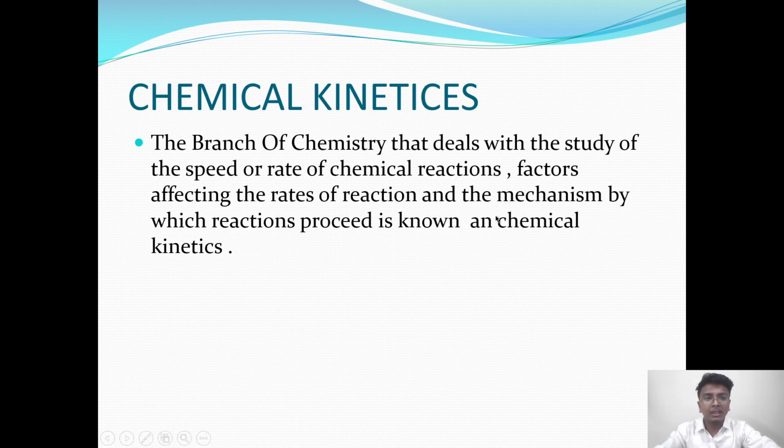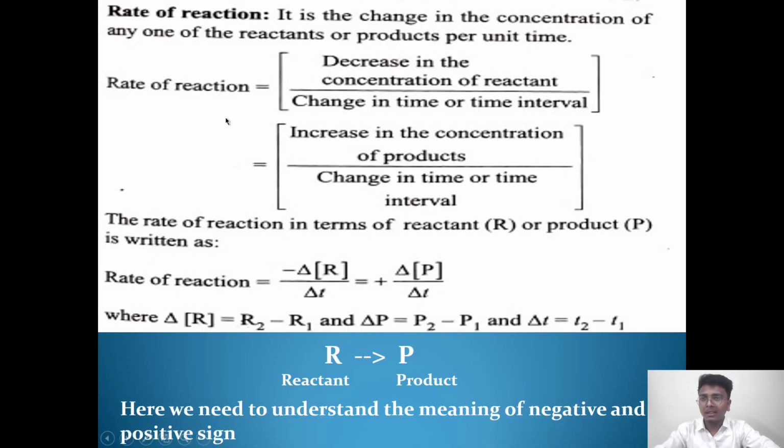And we also see the mechanism of the reaction, how it depends on a particular reaction in chemical kinetics. Then the rate of the reaction is the change in concentration of the reactant or the product with respect to time. Here the reactant R gets converted into product P, and with the passage of time the concentration of reactant decreases and that of product increases.